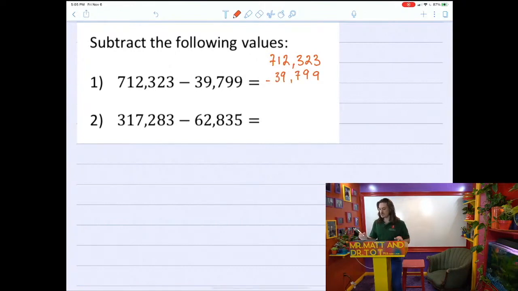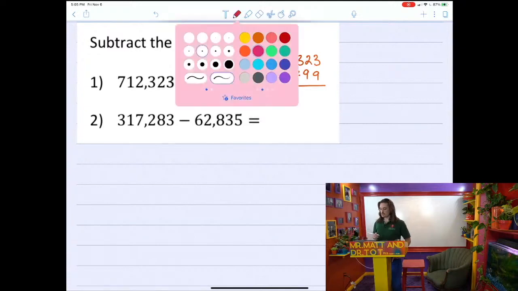Notice that there is no 100,000s digit in 39,799, but that's okay. It's just that the 7 in the 100,000s place in the top value is going to be unaffected by the subtraction, unless, of course, there's regrouping, which actually there is in this problem. So now I'm just going to go digit by digit, starting with the ones.